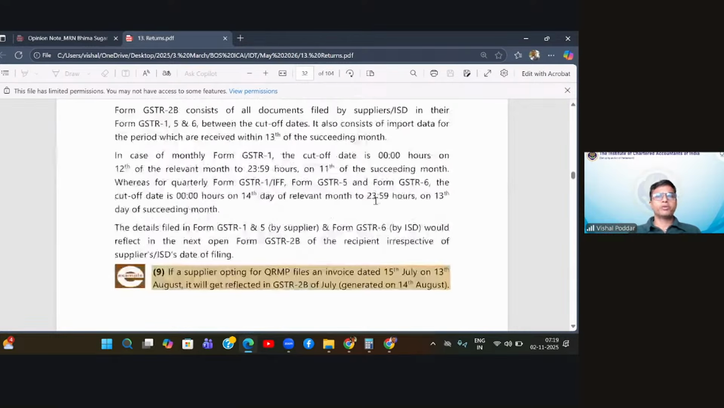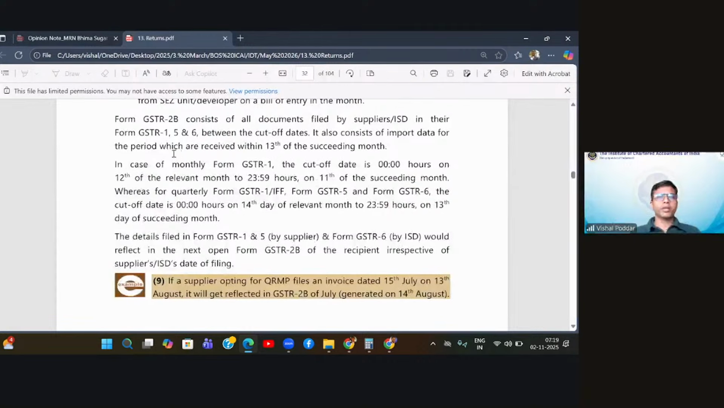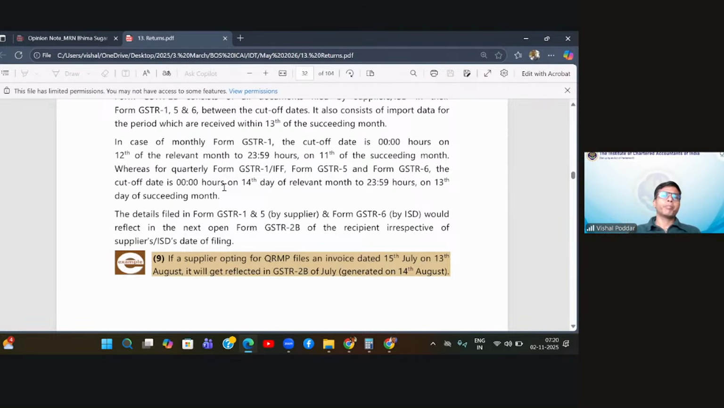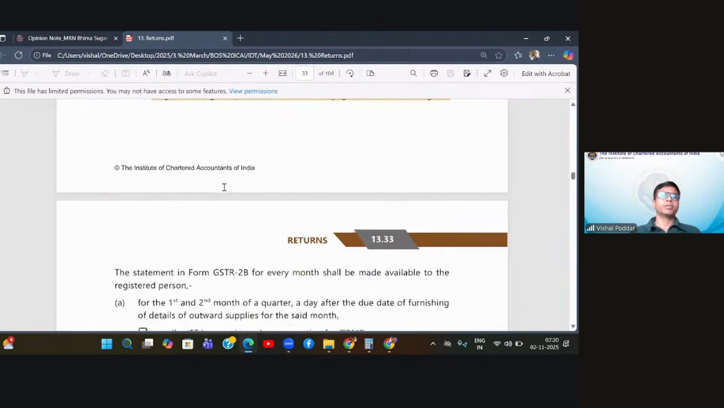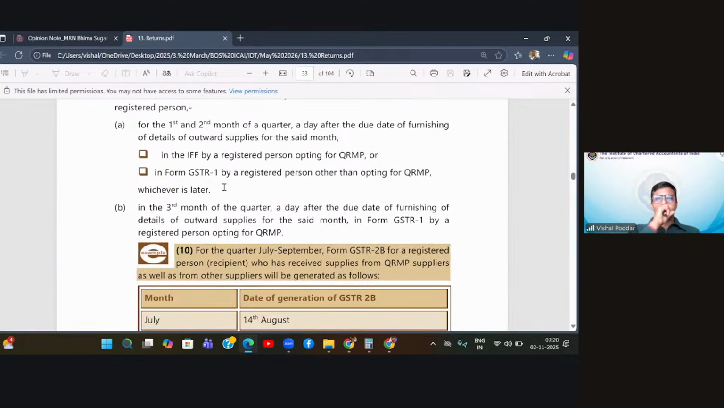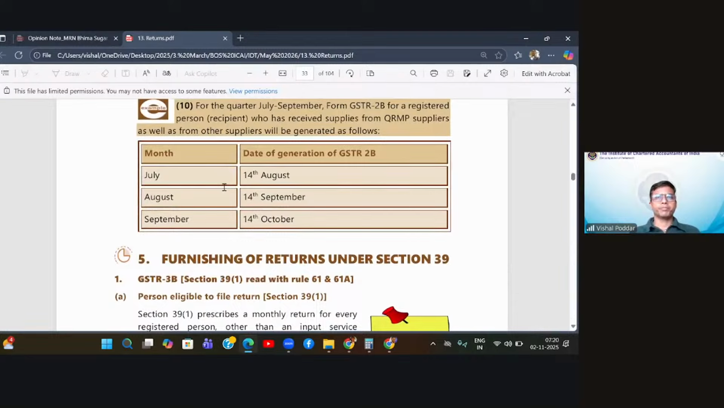So basically, the point mentioned over here is that even the timing is mentioned. The cutoff time is midnight 12. So if by midnight 12 o'clock on the 11th, late night, so it becomes 12 o'clock, whatever you file will appear in October month's 2B. Even if you file anything one day after that, it will start appearing in the November month's 2B. So this is the point that has been emphasized over here.